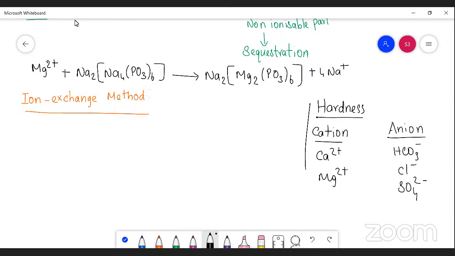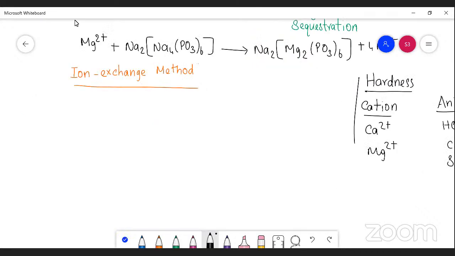The first ion exchange method we are taking is the inorganic cationic exchanger. What are the cations here? Ca2 plus and Mg2 plus, which cause the permanent hardness, will be removed by this method. So the first method is the inorganic cationic exchanger.